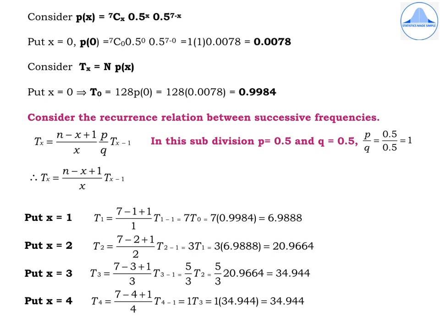So you'll see that in the next few problems also, we'll find out only p of 0. Now it's very important that you calculate the value of p of 0 correctly, otherwise the remaining values may go wrong.